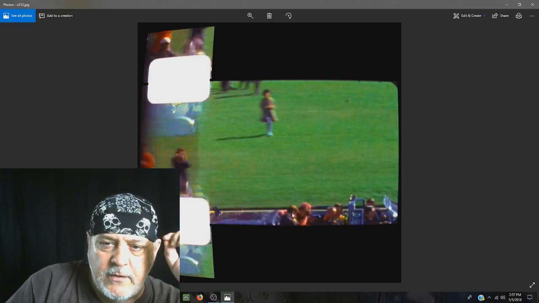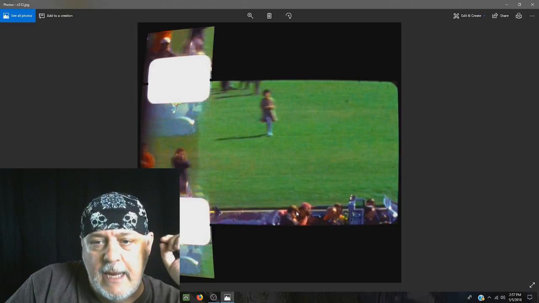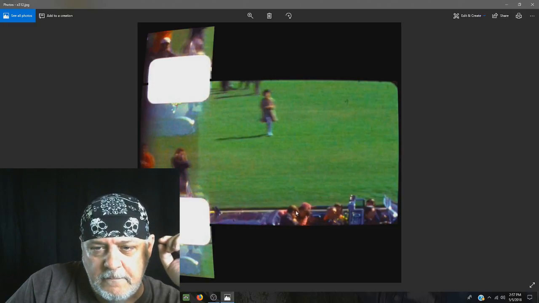Watch where that bullet enters, right? So the bullet that's inside JFK's head at this point, and by the angle, is right in this location right here. Okay, it's right in this location right here.